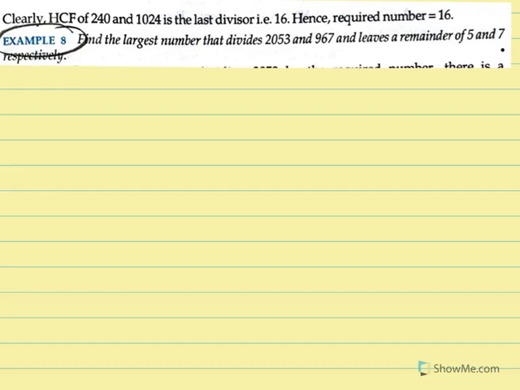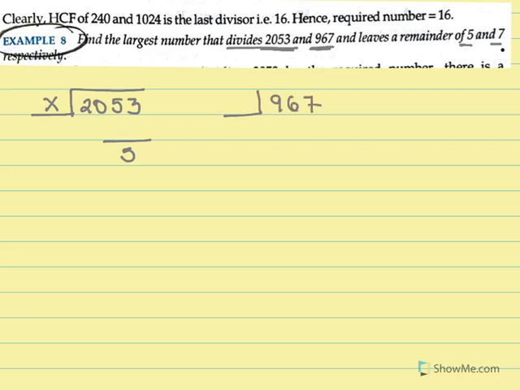Find the largest number that divides 2053 and 967, leaves remainder 5 and 7 respectively. So see, let the number be x, and this number divides 2053, which means this x divides 2053 and leaves a remainder of 5. And the same number then also divides 967 and leaves a remainder of 7.